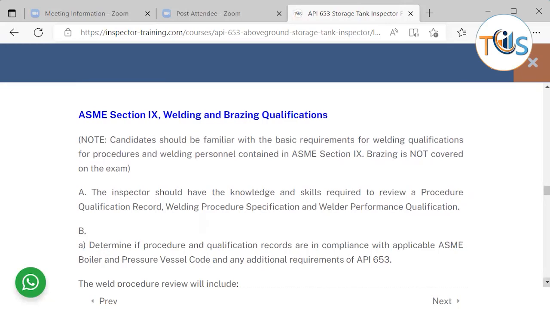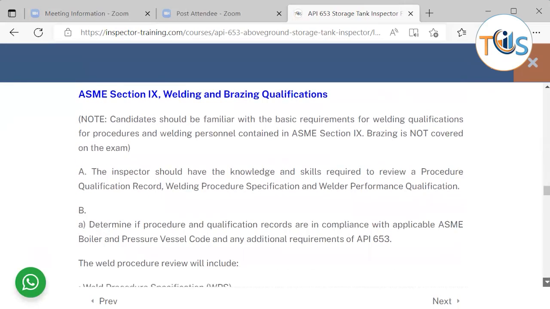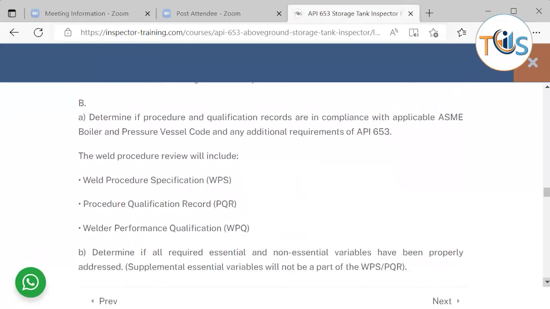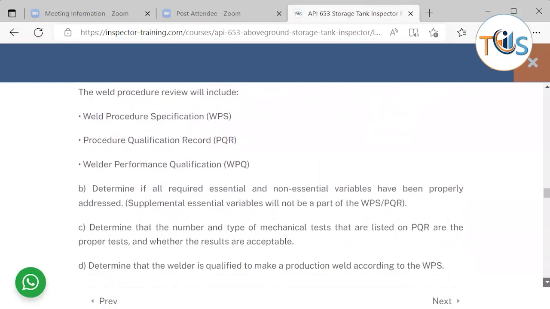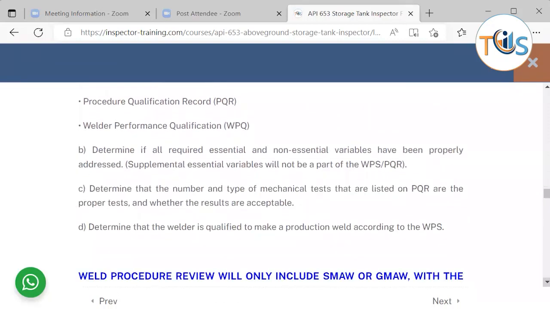And then on section 9, this only concerns the welding section. Brazing is not covered, and you should be able to look at the WPS and see if the supporting PQR is enough for that. The welder performance qualification, what should go into it, and how the welder could be qualified. Most of the questions come from table pages 170 to 190.